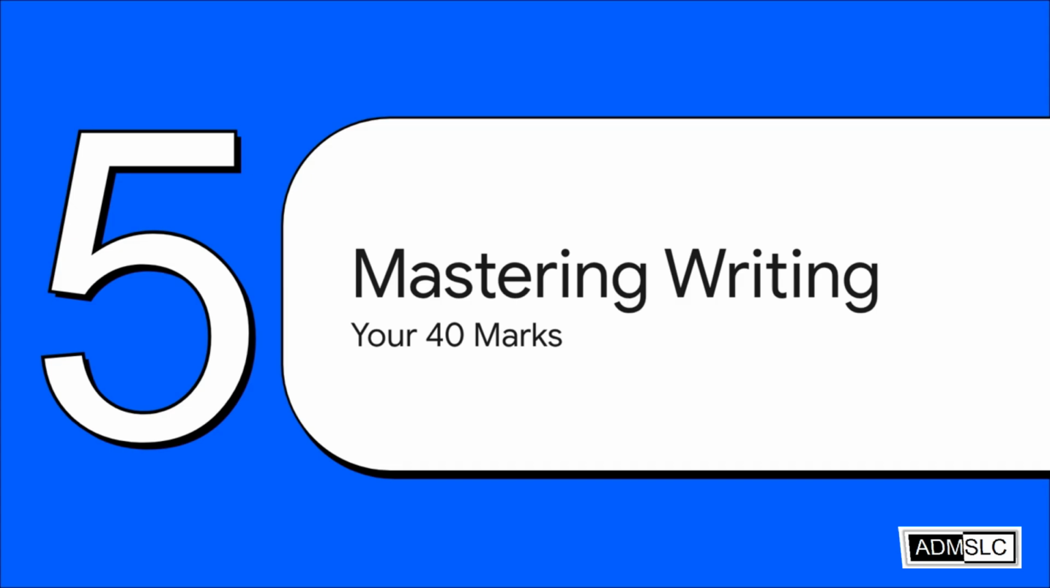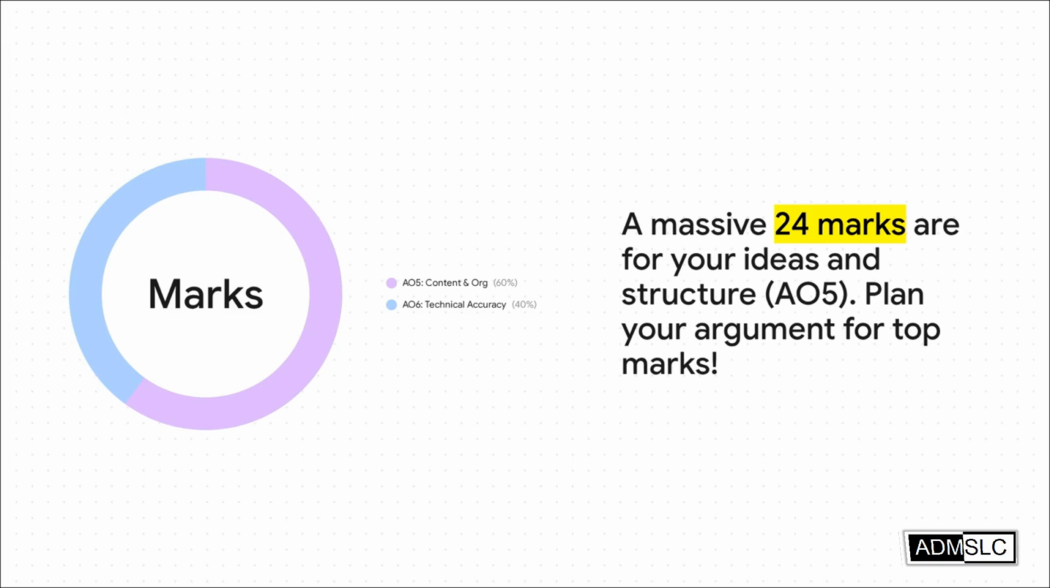Now it's time for section B. And this is where you get to show off your own writing skills for a massive 40 marks. So here's the deal. Your ideas and your structure are worth significantly more than just your spelling and punctuation. I mean, look at this chart. A massive 24 marks are for what you say and how you organize it. This is exactly why spending a few minutes planning your argument is absolutely non-negotiable if you want to get those top marks.